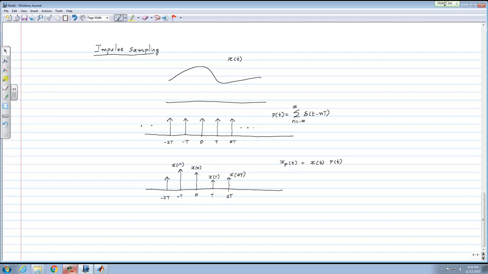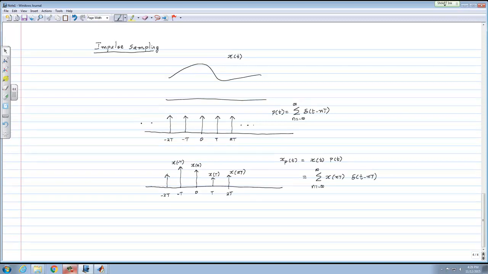So one way to write this mathematically is to write this as summation x of nT times delta of t minus nT, for n going from negative infinity to positive infinity. Does that make sense? Because it just says the signal is a set of impulses occurring at integer multiples of T, and the strength of these impulses is given by x of nT. Okay.